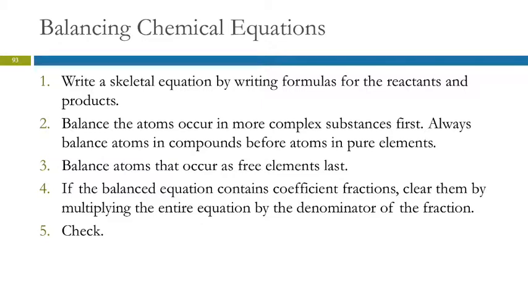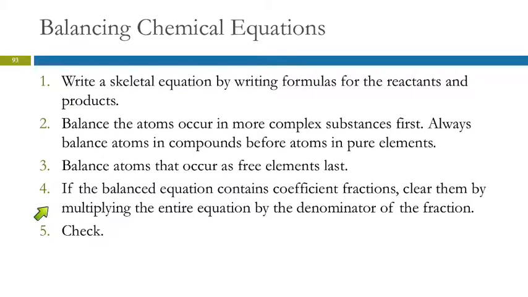After that, this method is called balancing by inspection, meaning we look at it and figure it out. I can give you guidelines, but there's no hard and fast set of instructions that if you follow this, it will work out the easiest. So guidelines are to balance atoms that occur in more complex substances first, balance atoms in compounds before atoms in pure elements. You want to leave the elements for last, and the reason is after you've got everything else straightened out, when you adjust a coefficient on an element, it doesn't mess anything else up. This is kind of a practical thing.